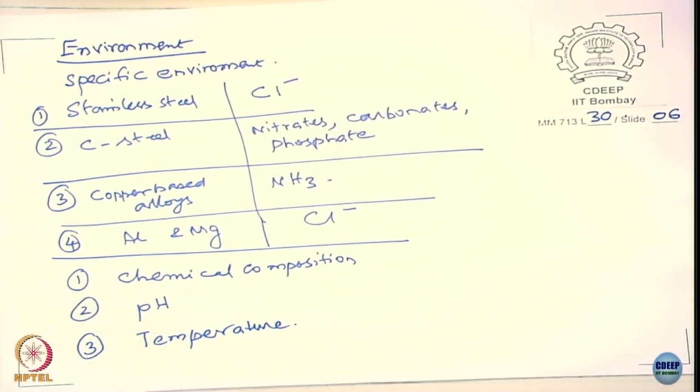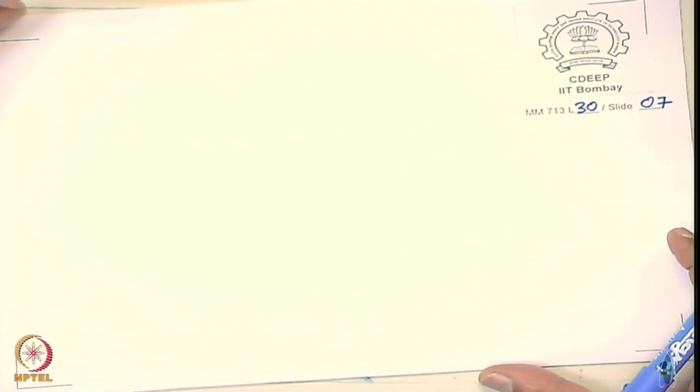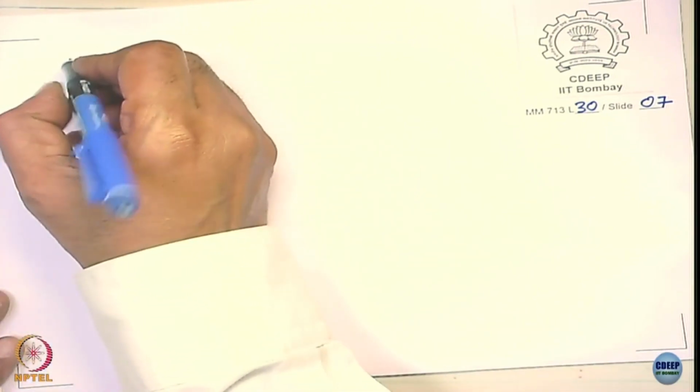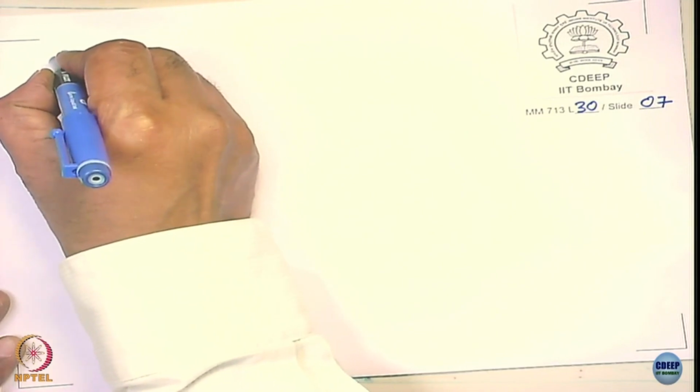So given a broad picture, broadly you can say this: chemical composition, pH and temperature can influence the stress corrosion cracking susceptibility of the metals. Now, broadly speaking, let's look at our understanding of stress corrosion cracking. Right now I am not going to get into mechanisms. Let us look at our understanding of stress corrosion cracking.